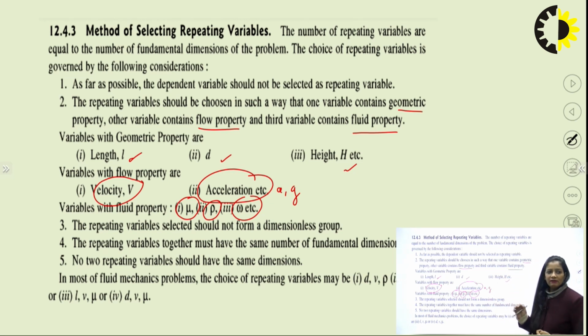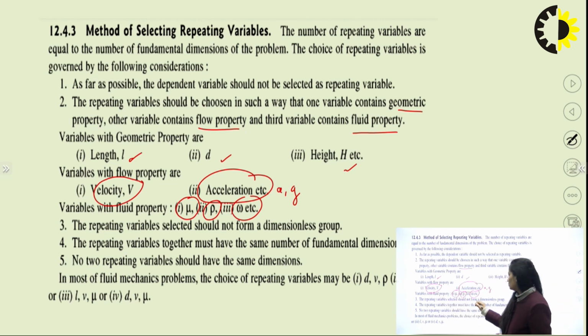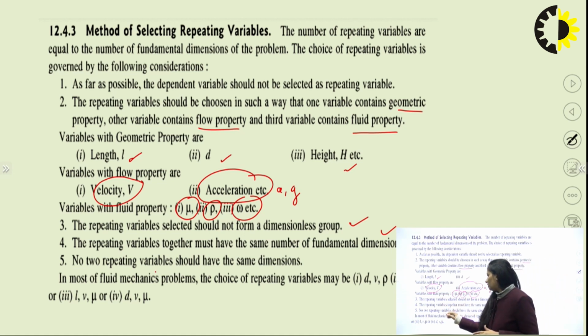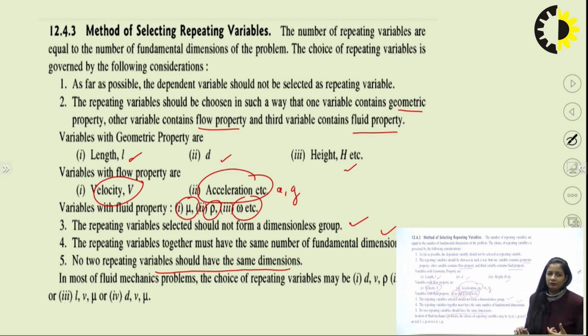Now the repeating variables selected should not form a dimensionless group. Obviously, the repeating variables together must have the same number of fundamental dimensions. This is obvious, as we are going to solve for LHS and RHS; we should have the same number of fundamental dimensions. No two repeating variables should have the same dimensions.